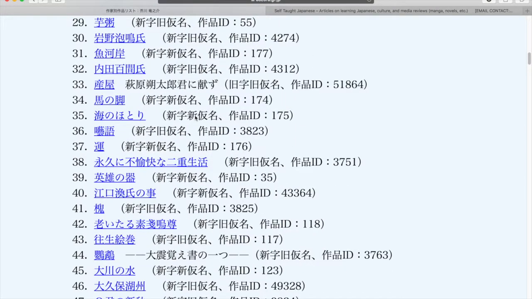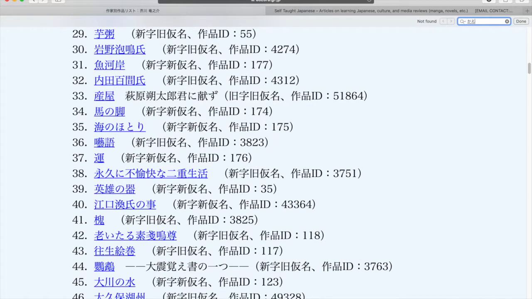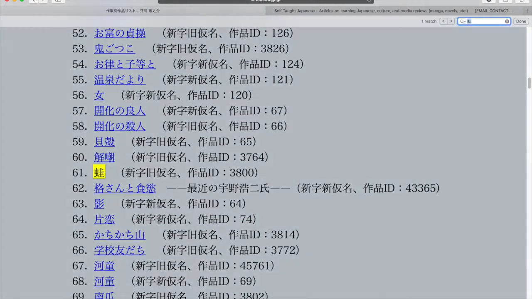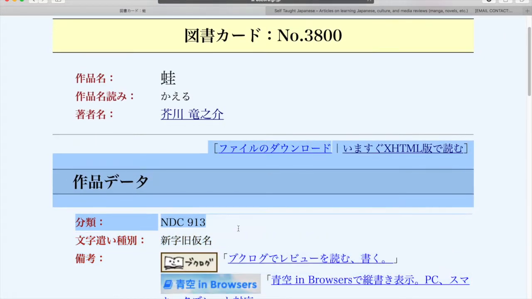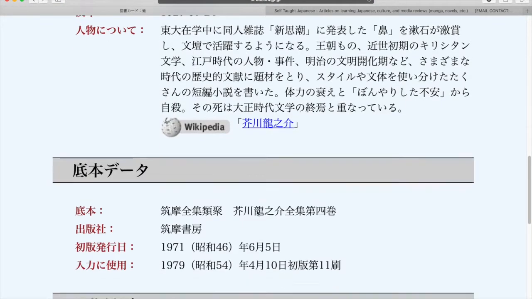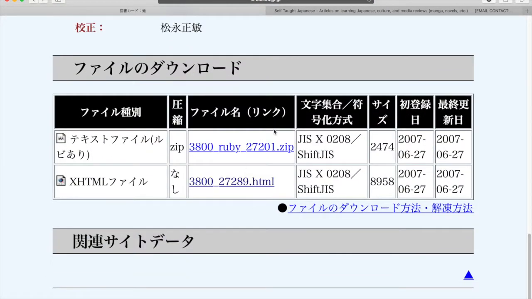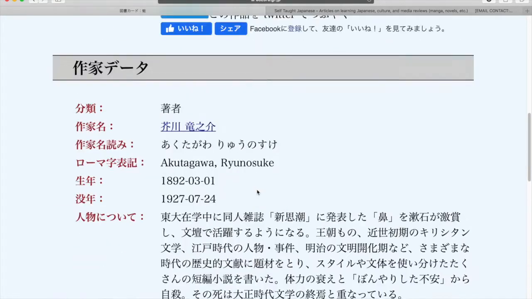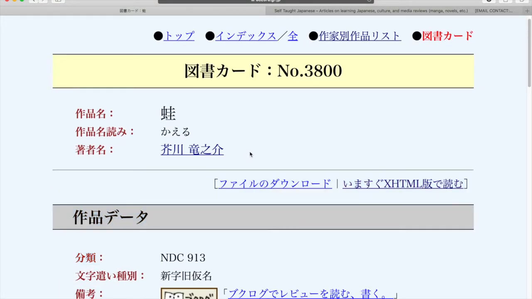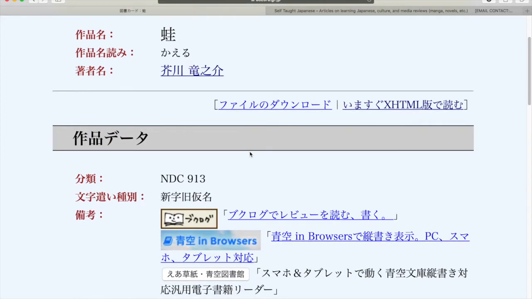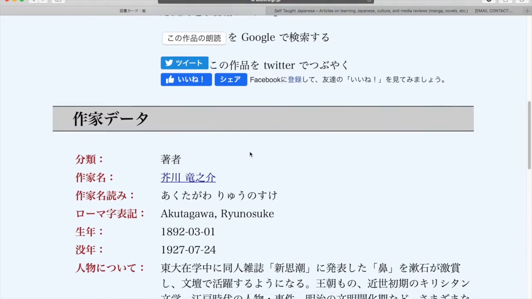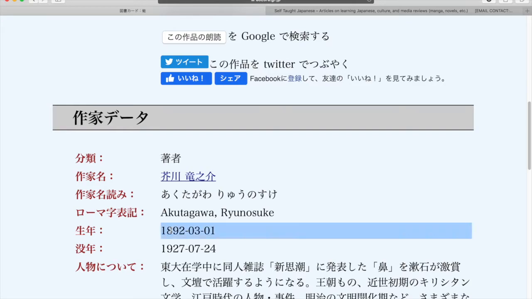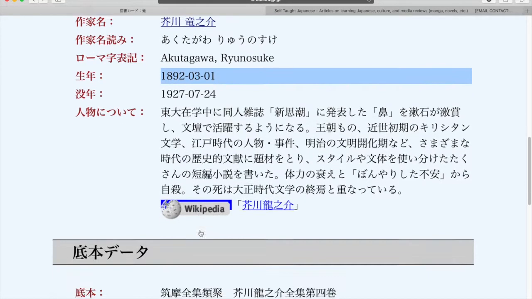So I'll just pick this one that I briefly looked at earlier, called Kaeru, which is frog, for those of you who don't know, and this is the kanji for Kaeru. And then if we scroll down, we can see the text itself. Sometimes there's multiple formats. And while you're here, if this is the first time you're seeing this really great site, of course there's a lot of stuff in Japanese here, but you can also see this is basically the author's date of birth and when he died.